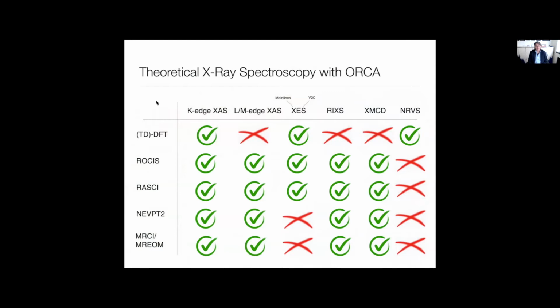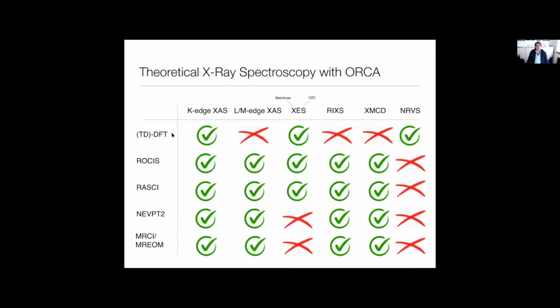And I've decided that I won't go into the theory of any of these methods here, because that would give a boundlessly long talk that would also be very technical and probably not very interesting to listen to. And here are the various spectroscopic properties, starting with K-edge X-ray absorption spectroscopy, L and M-edge X-ray absorption spectroscopy, X-ray emission spectroscopy, both mainlines and valence-to-core features, and then more complicated spectroscopies like RIXS and XMCD, and finally also NRVS. And the first tool that comes to mind is TDDFT.